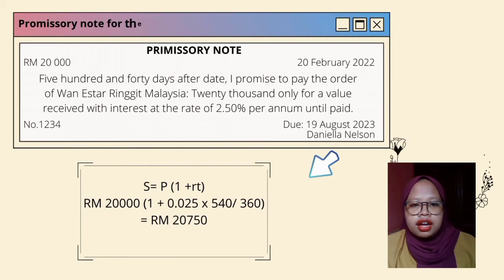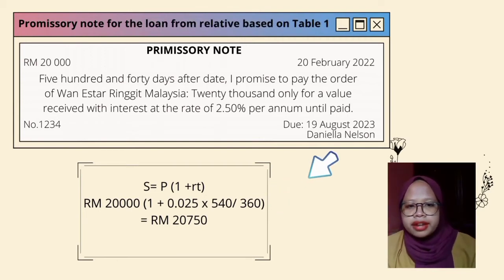This is our promissory note for the loan from relative based on Table 1. 540 days after date, I promise to pay the order of the relative RM20,000 only for value received, with interest at the rate of 2.5% per annum until paid. The total for this is RM20,750.